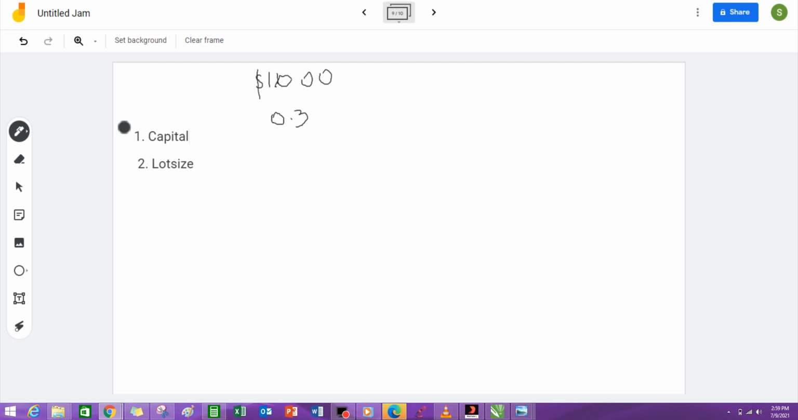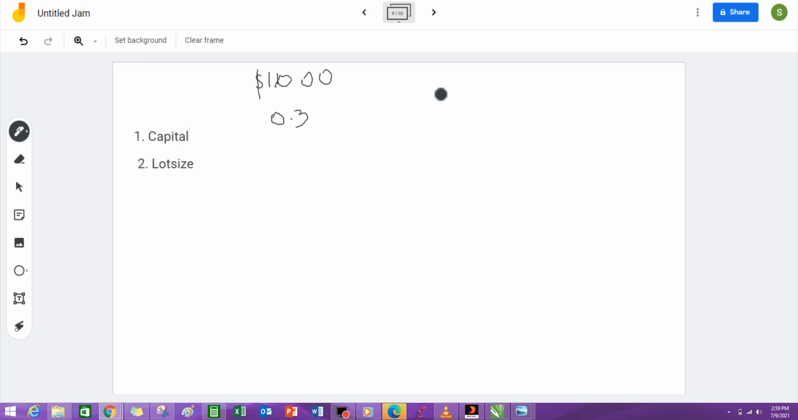So all these are very important. Your lot size and your trading capital will determine the total number of orders that you can create whenever you are trading. So these are some of the things that you need to look out for. You don't just create multiple orders.